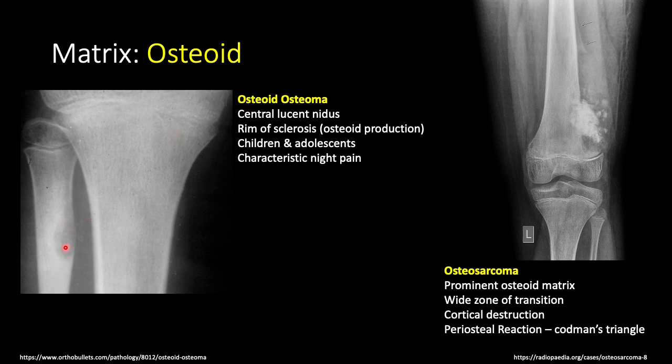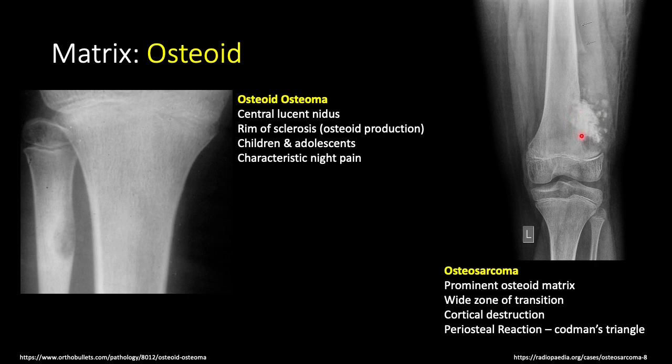This one's located in the proximal fibular shaft. Classically, these osteoid osteomas have the central lucent nidus, which is this here, and then a rim of sclerosis or osteoid production around them. And these are typically seen in children and adolescents, and they're classically associated with nighttime pain in these patients that is relieved by using non-steroidal anti-inflammatories.